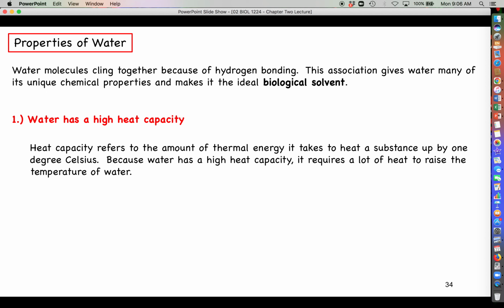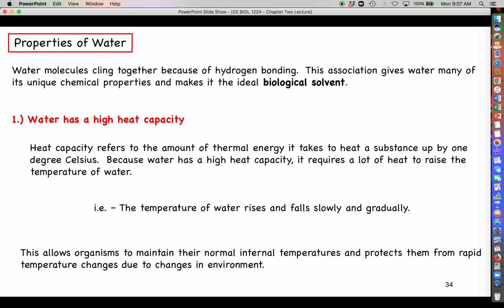Okay, so what we're saying here is that water, when you compare it to similar substances that have kind of similar atomic makeup, has an unusually high heat capacity. It takes an unusually high amount of heat to raise or lower the temperature of water. So this becomes significant. Essentially, the temperature of water rises and falls slowly and gradually. So you're not going to get water heating or cooling extremely quickly. It's going to be kind of a slow and gradual process.